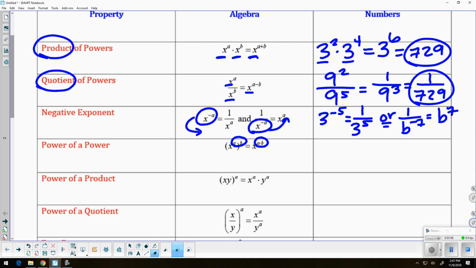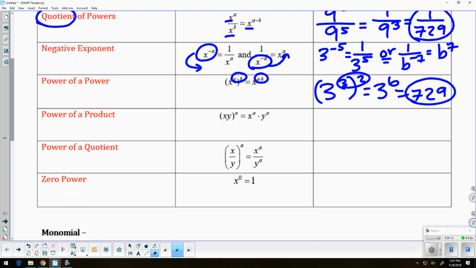So as an example, if I have 3 cubed squared, that's going to be 3 to the 6th power. So I'm just multiplying 3 times 2, and then 3 to the 6th power once again is 729. So just simplifying that.